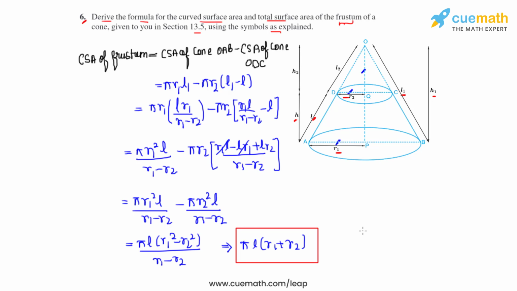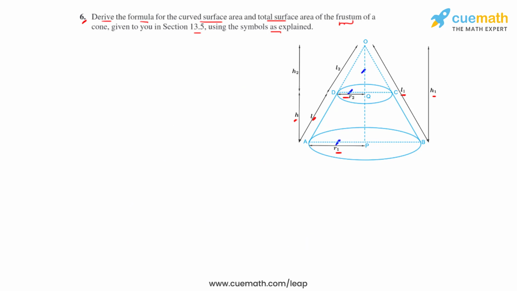The next thing we have to do is find the total surface area of the frustum part. The total surface area of the frustum part will be the curved surface area that we have just found, plus the area of circle 1, which is at the bottom, and the area of circle 2, which is at the top. I'll repeat: we have to find the curved surface area of the frustum part and add it to the area of the circle at the bottom and the area of the circle at the top, that is C1 and C2.